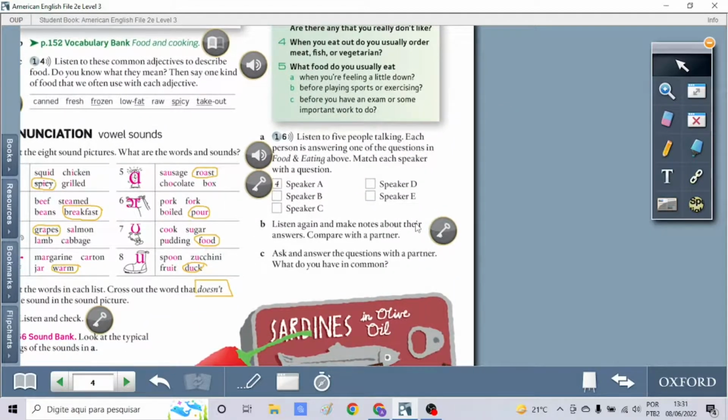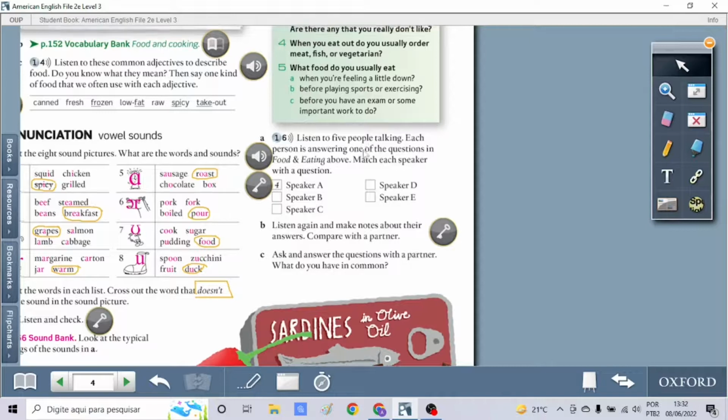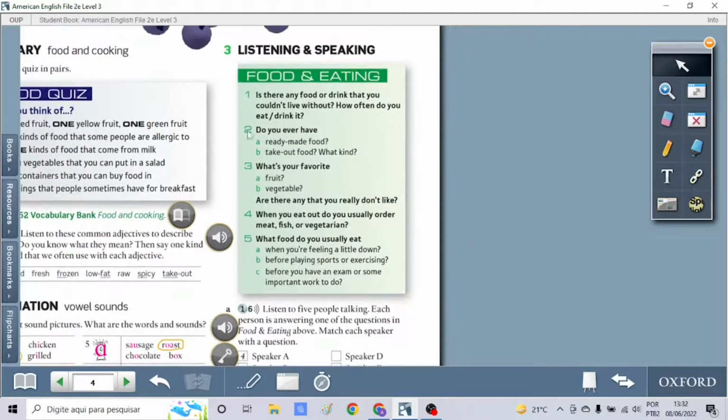Excellent. Now, you are going to listen once again, and this time you're going to make some notes about their answers. Listen again and make some notes, just some important information about each speaker. Now, in letter C, ask and answer the questions with a partner. What do you have in common? I suggest that you answer these questions in your book, and during our classes, we are going to talk about them, okay?